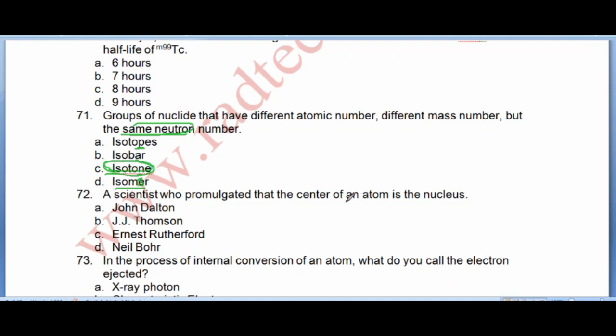Next, a scientist who promulgated the center of an atom is nucleus. Therefore, ang kanyang focus na study is nucleus. So, yung kanyang model ay tinatawag na nuclear model. So, yun po ay kay Ernest Rutherford. John Dalton is hook and eye. J.J. Thomson is plum pudding. Actually it's Niels Bohr, kulang lang. Niels Bohr is, yes, miniature solar system. So, nuclear model or nucleus, Ernest Rutherford.